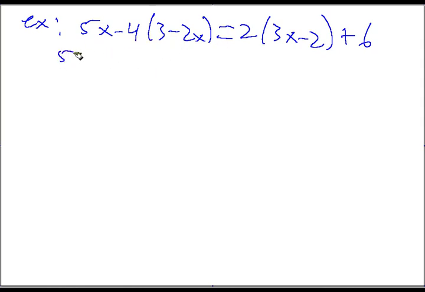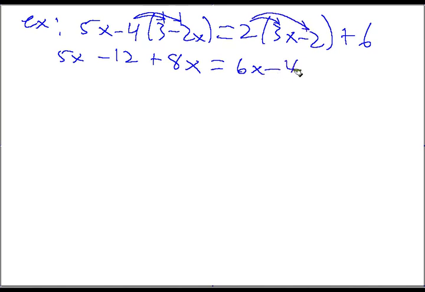So let's bring down the 5x here on the left. Let me distribute the negative 4. Negative 4 times 3, negative 12. Negative 4 times negative 2x is positive 8x, equal to 2 times 3x, 6x. 2 times negative 2, negative 4. So I want you to draw the arrows out when you distribute. That way you know what you're multiplying. Again, after we distribute, no more parentheses. All right, let's keep that in mind again. Plus 6, bring it down.